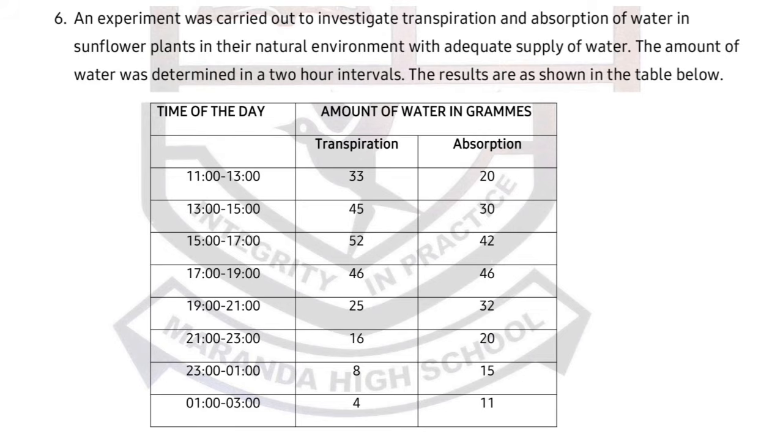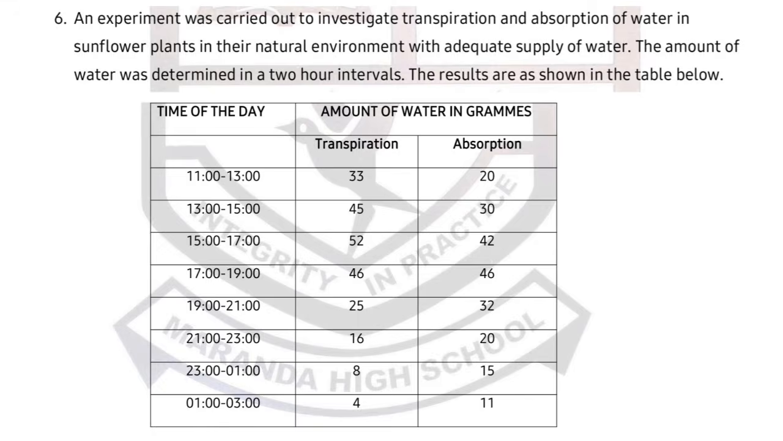Now, from there onwards, more water is absorbed than what is lost in transpiration. And this is obvious because at this point, we are talking about night. So temperatures are expected to be lower, and light intensities low, because it's night. So both of these are going to cause a decrease in the rate of transpiration.